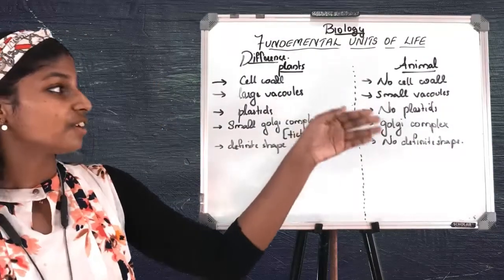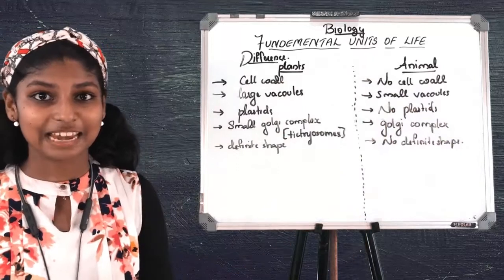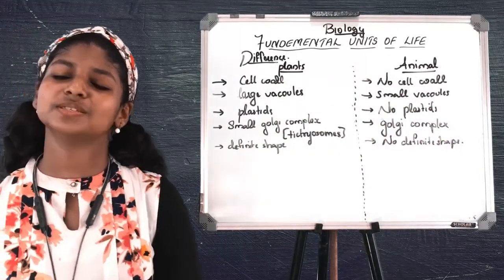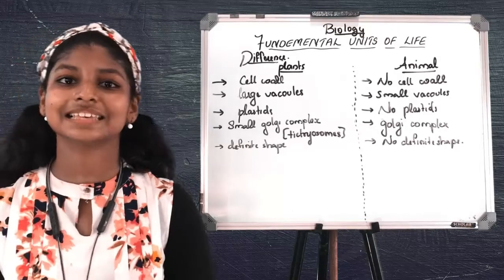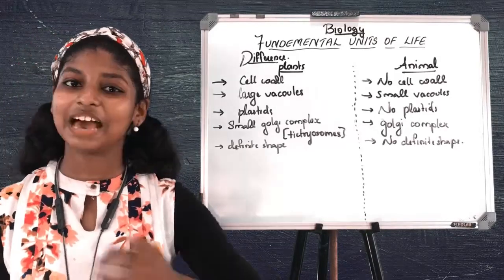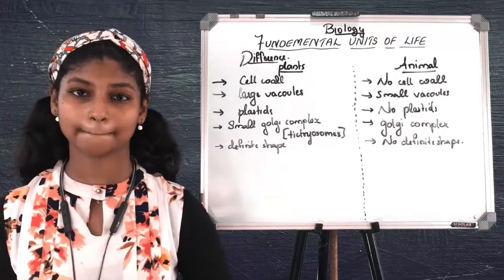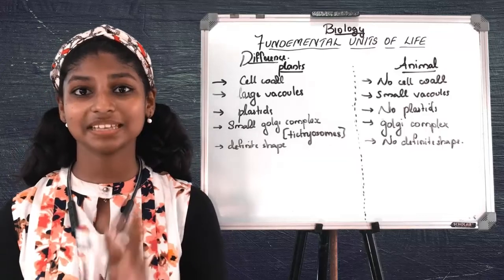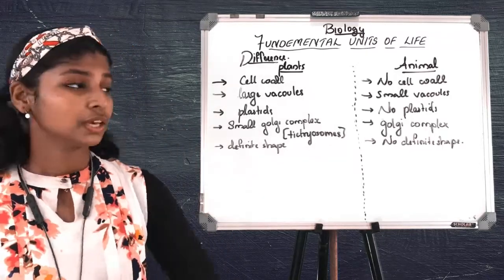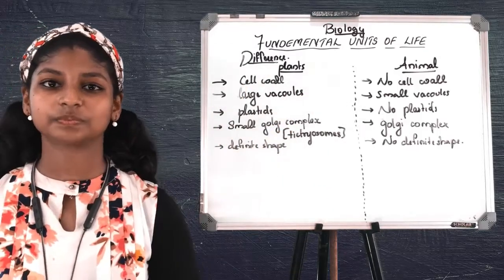The basic difference between plant cells and animal cells. So, what is the basic difference between plant cells and animal cells? As you all know, plant cells have a cell wall and animals do not. So that is the basic difference between plant cells and animal cells.